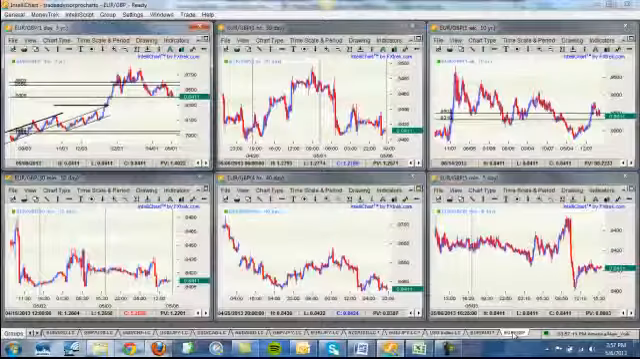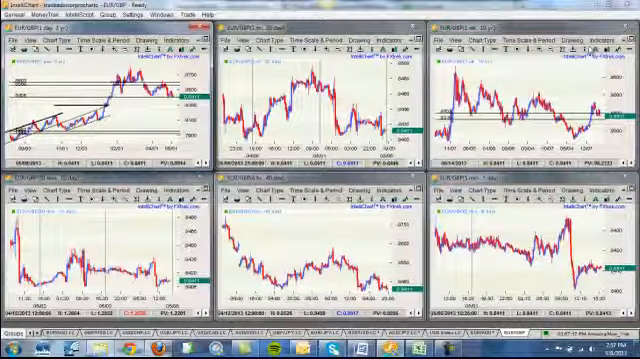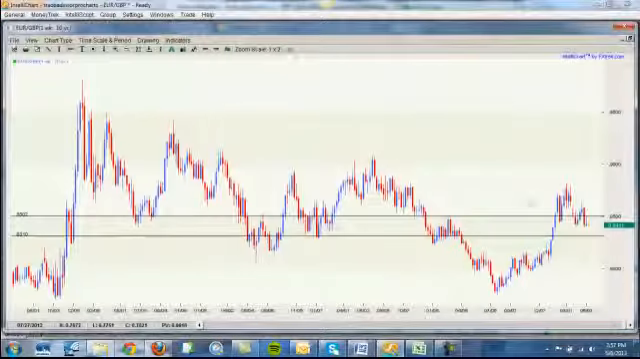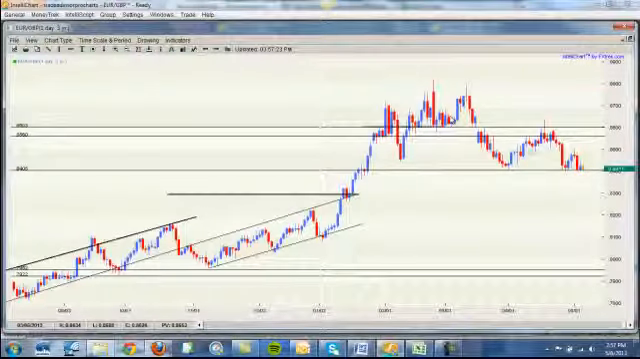Let's go look at the euro pound. The pound has definitely been strengthening against the euro. On the weekly chart, it is working its way back down. It is still in a range here between 8,300 and 8,500. But on the daily chart, yeah, it's the same thing.